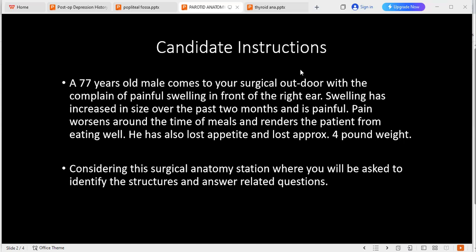Please tell me what are the structures which pass from superficial to deep through the parotid gland? Facial nerve and its branches, and external carotid artery. Yes, and its 2 terminal branches, very important: superficial temporal and maxillary. Also, the lymph node, and the greater auricular nerve, and then the retromandibular vein and superficial temporal vein.